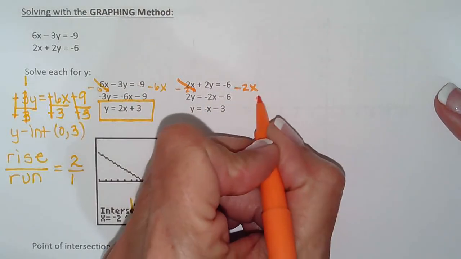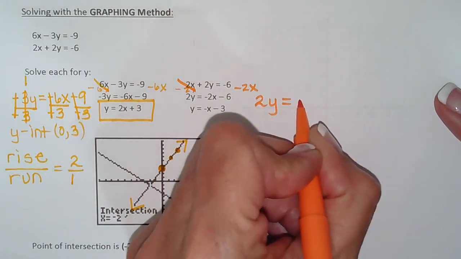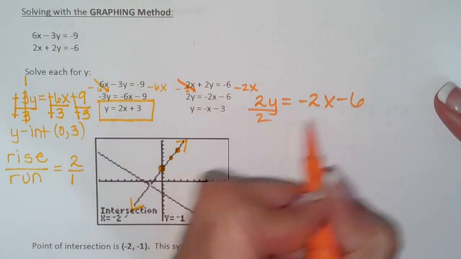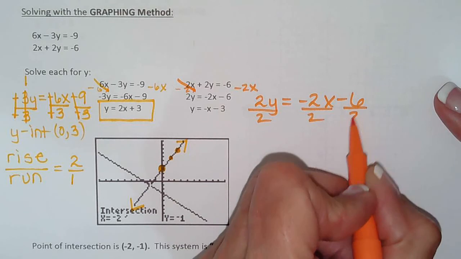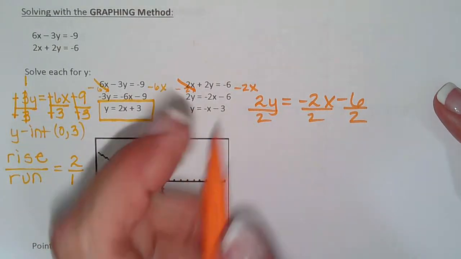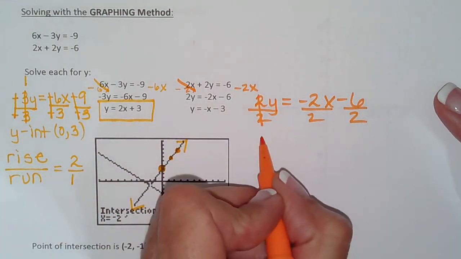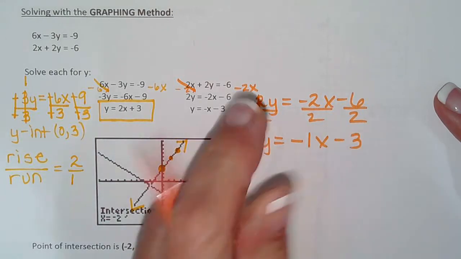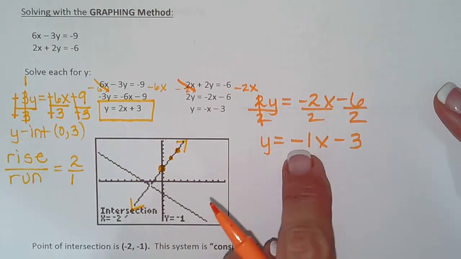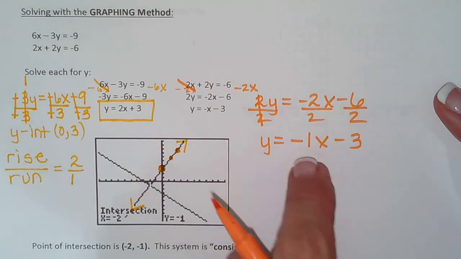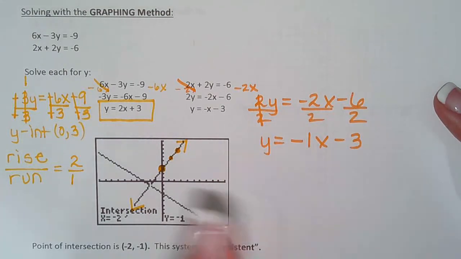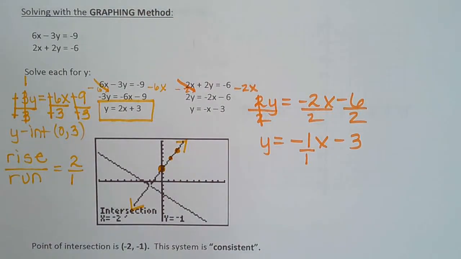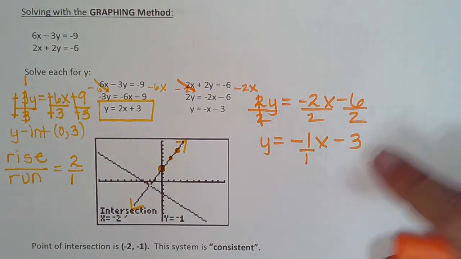And then let's move it over here so we can see more clearly what's happening. On the next step, we divide everything by 2. And so we get y equals negative 1x minus 3. So a single negative, so they stay negative. 2 divided by 2 is 1, 6 divided by 2 is 3. And remember, we always want a fraction slope. So that's what we're going to be graphing.